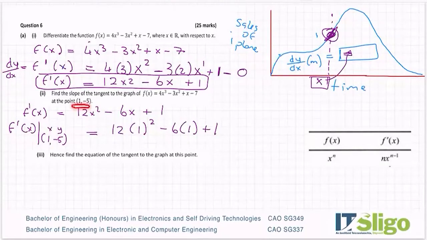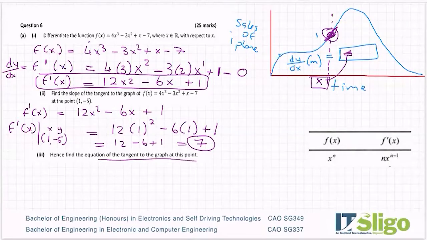So if this is the point that you want to find the slope at, the actual value at that particular point, because you can see it changes, the slope changes at every single point across that curve. If you want to find the slope at that particular point, sub the x value of that point into your slope formula, which is your dy dx or your f dash of x, okay? And then put that into the calculator if you want, but 1 squared is 1, so that's 12 minus 6 plus 1. 12 minus 6 is 6, plus 1 is 7. So your slope is 7 at that particular point.